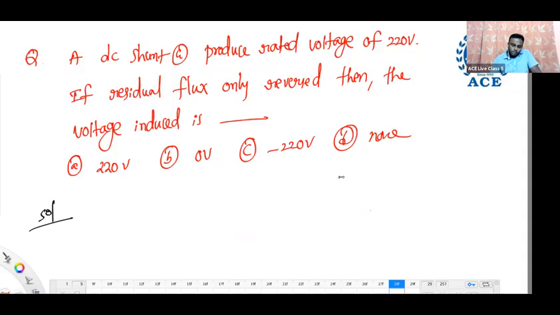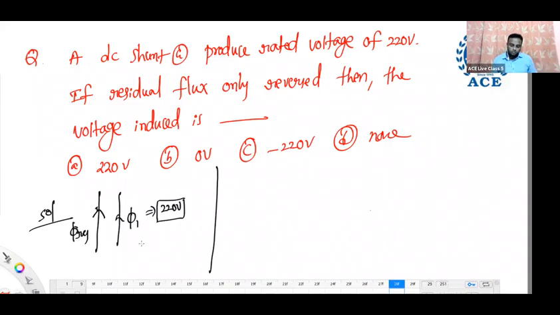Okay, see why it is minus 220. What is initially the flux? Initially I'm taking the rated voltage condition, with residual flux in the upward direction and phi 1 also in the upward direction. Now voltage builds up here. How much voltage builds up? 220 volts will come. This is the first case.